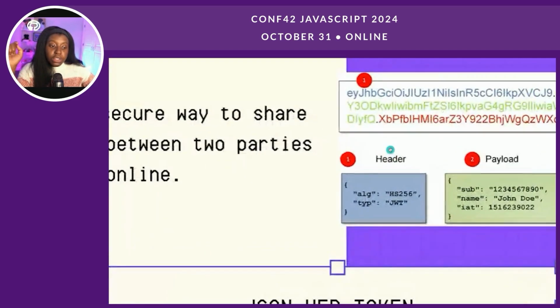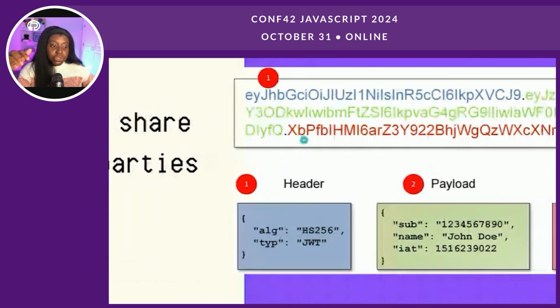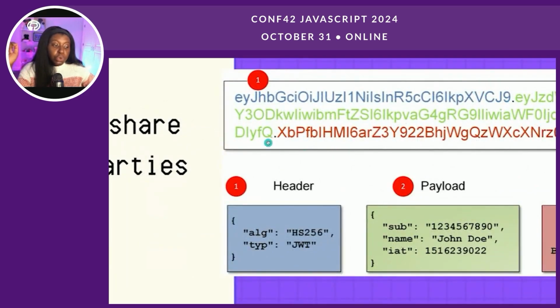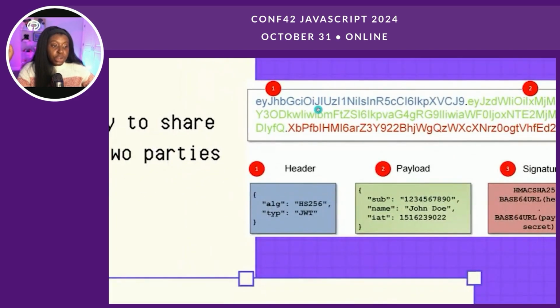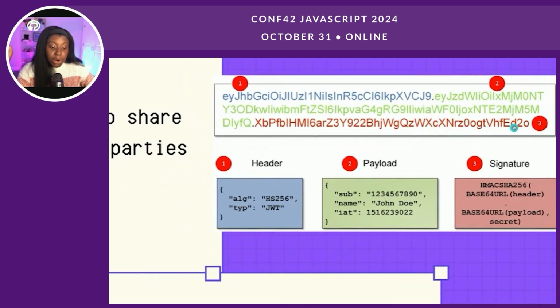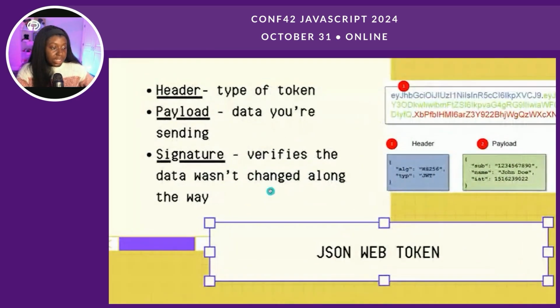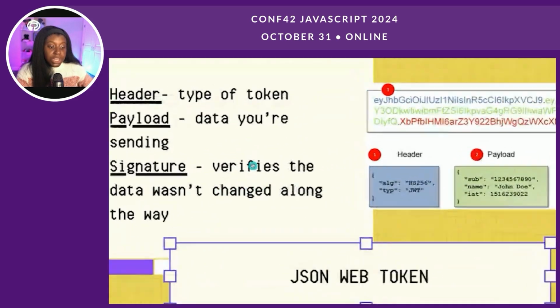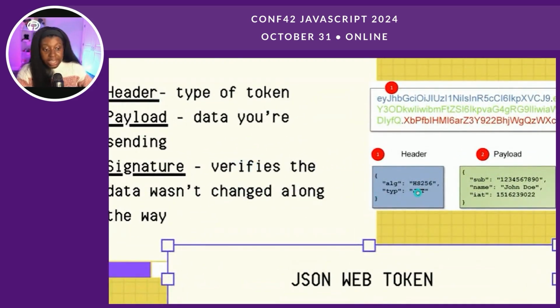So it will often look like this alphanumeric string, but you may notice it has 2 full stops to separate different parts of it, right? So the first part is the header, the second part is the payload, and then the third part is the signature. As you can see, the header will tell us what type of token this is. So in this case, it's a JSON web token using this specific algorithm.